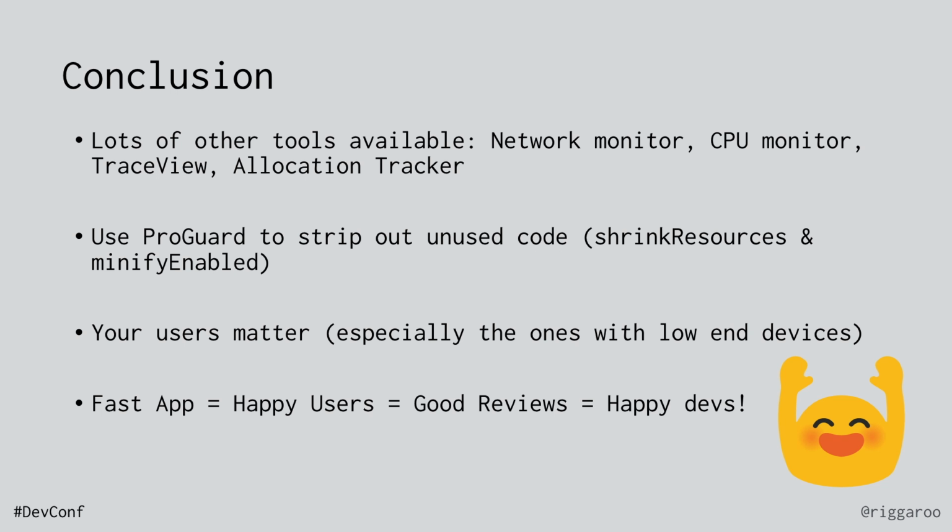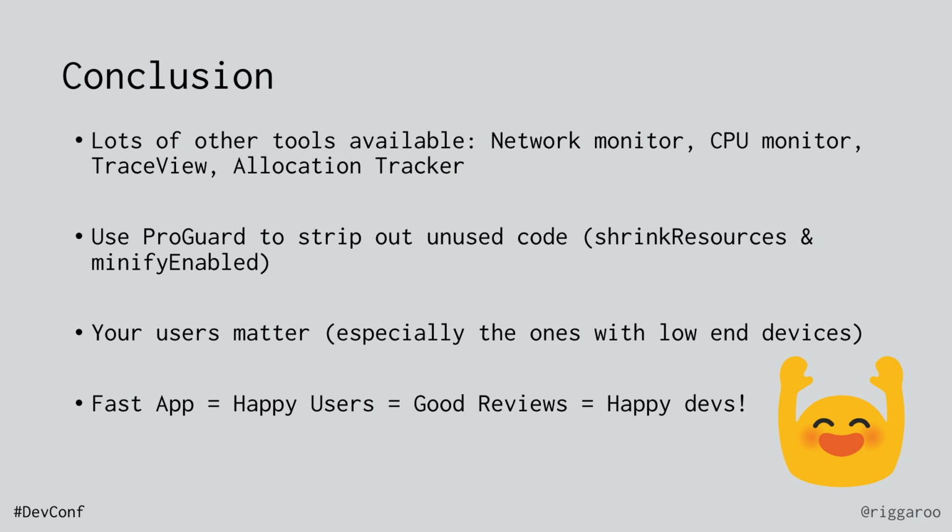And in conclusion, there's a lot of other tools available that you can use to analyze your performance. The network monitor, which we had a brief look at, CPU monitor, trace view, and allocation tracker are all other tools. This list of the ones that I've given isn't exclusive, right? You should also use Overdraw, and strip out unused code. The more code you have that needs to compile, the longer your app will take to start up. So you should use shrink resources and minify.